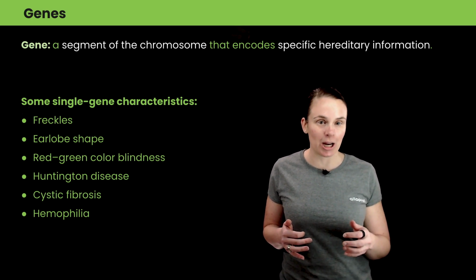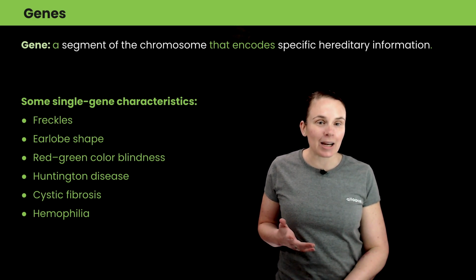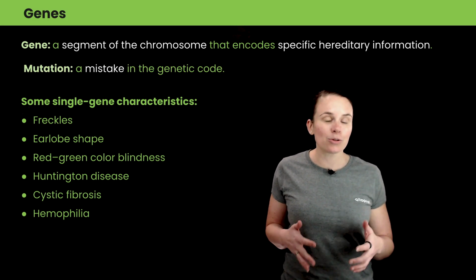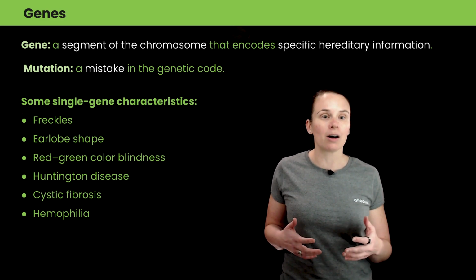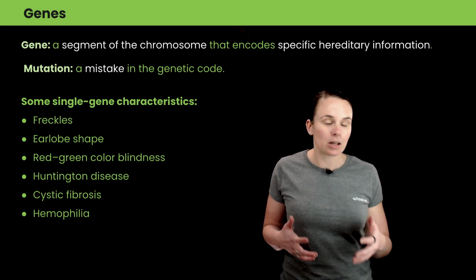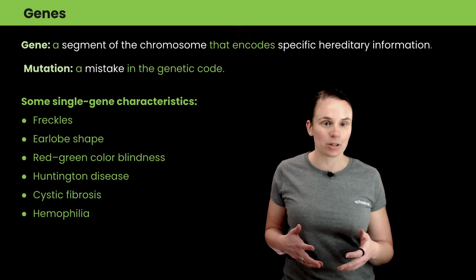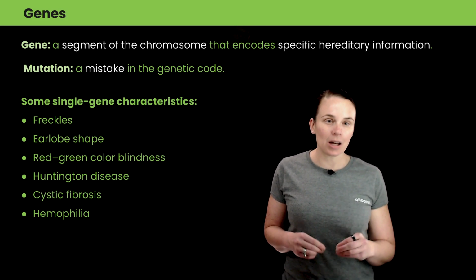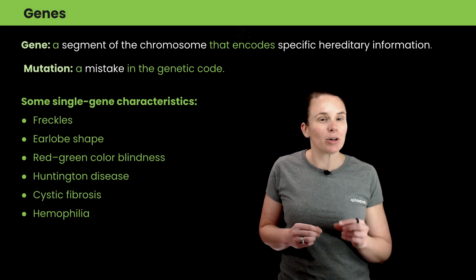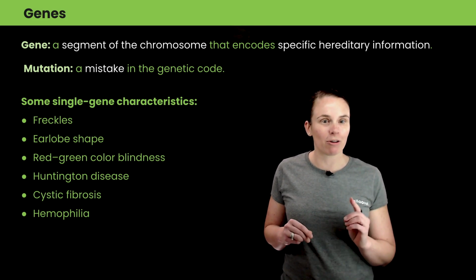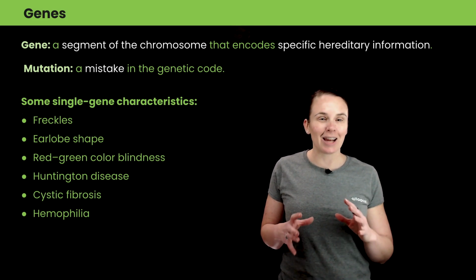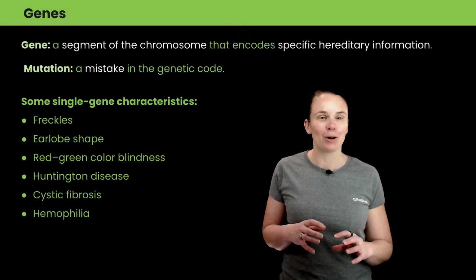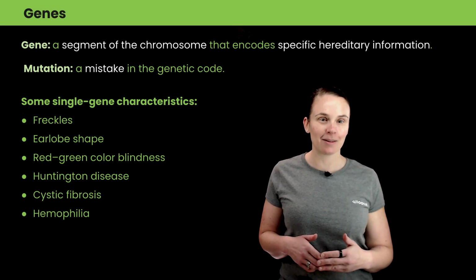But there are also genetic mutations. And those are mistakes in the genetic code that cause illnesses such as Huntington's disease or cystic fibrosis. So that can also happen in the human body. The other thing to remember is that there can be multiple genes responsible for one hereditary trait. And in the human body, we have about 20,000 genes responsible for who we are and what makes us unique.